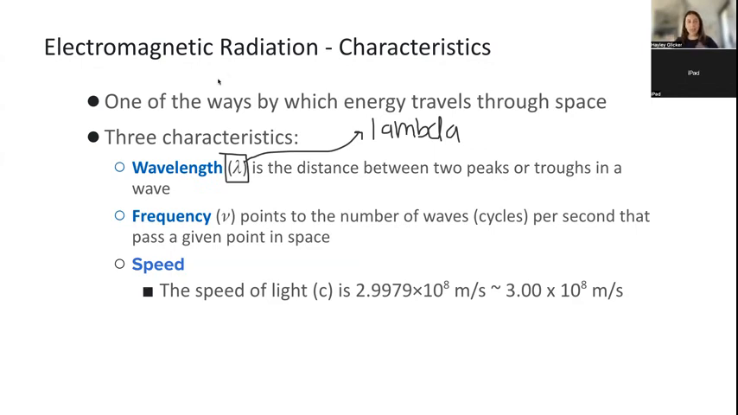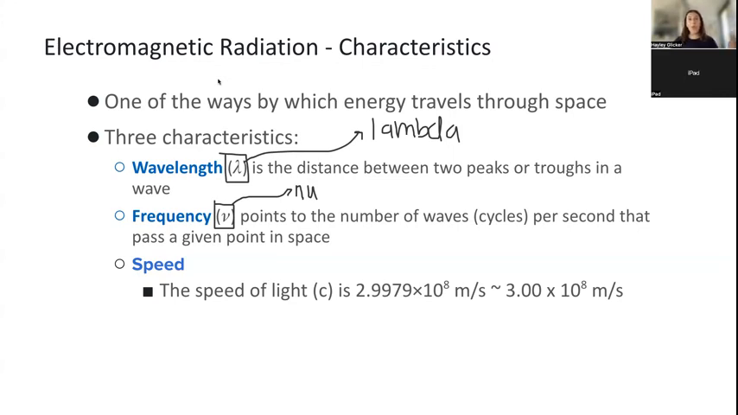On the next slide, I'm going to show you different pictures of what our different electromagnetic waves can look like, and I'll characterize it by wavelength and frequency as well. But to introduce what frequency is, it is by this Greek symbol nu, and it points to the number of waves or cycles per second that pass through a given point in space.